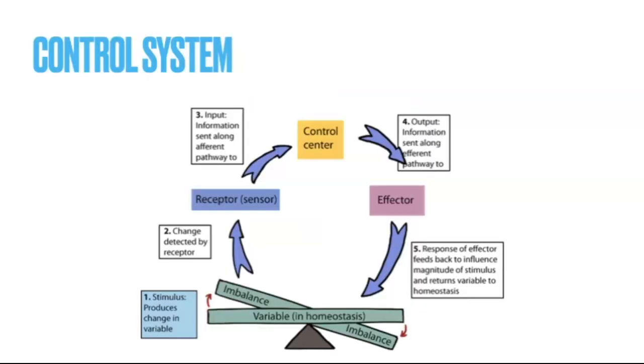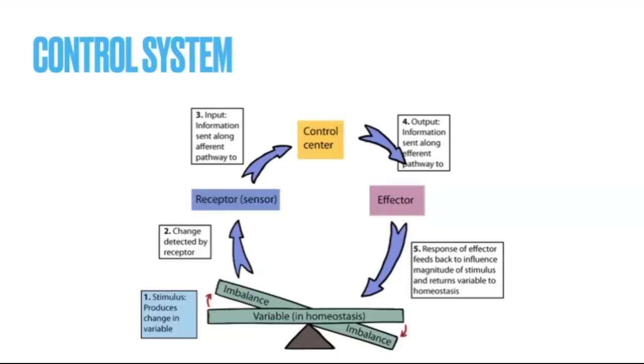If we look at this in a circle, we have our stimulus, we have a receptor, we have our control center, and our effectors, and our response. And these feedback loops are used constantly within our body to help stabilize and maintain homeostasis.